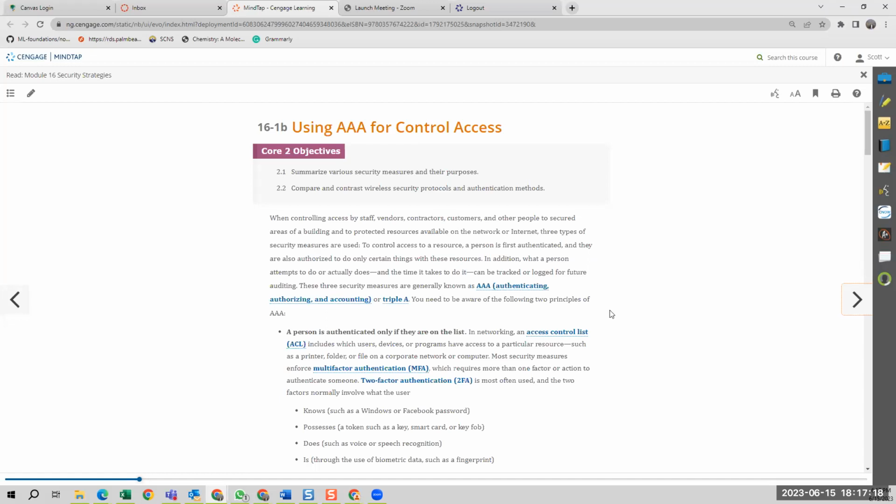So they look at it as the AAA in security. They want to authenticate who it is, authorize them to only the resources that they're authorized to have access to. And then we've also got accounting, which is keeping track of all access.